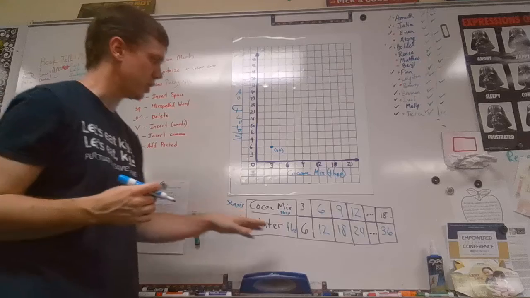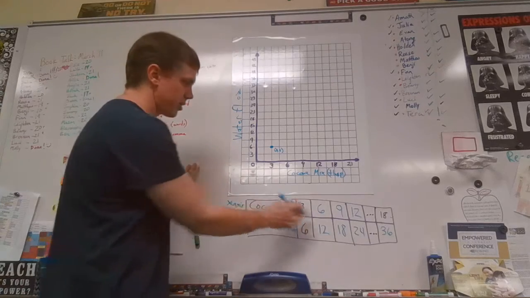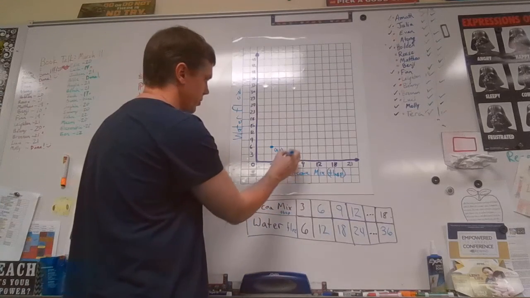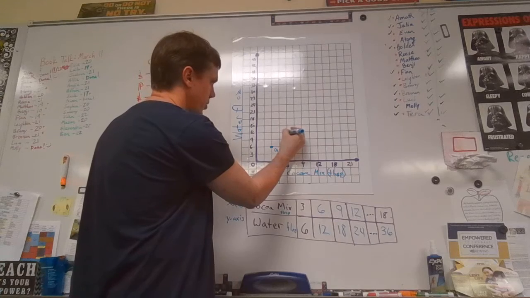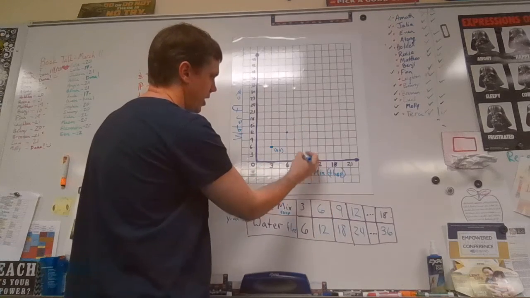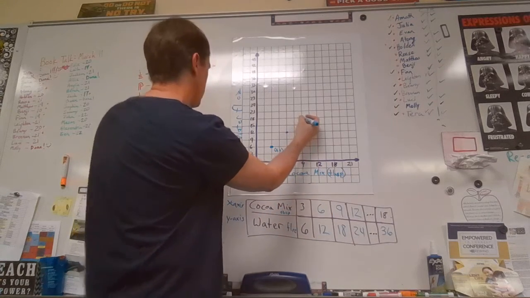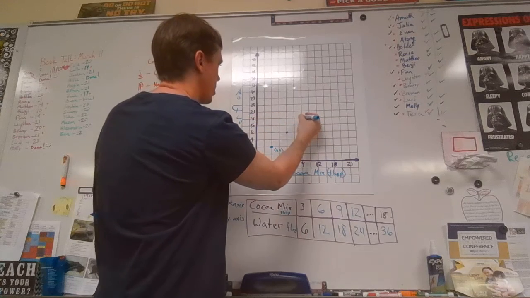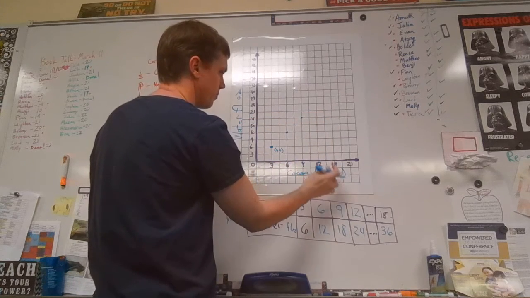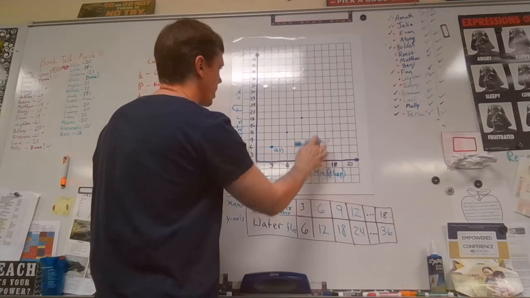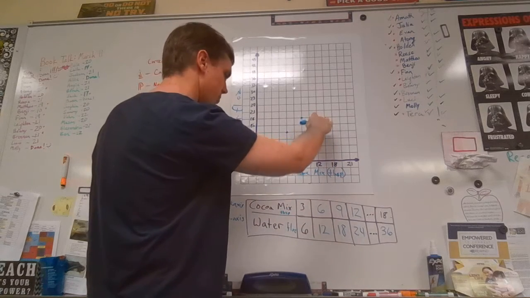Maybe on your big screen you'll be able to see it. So the next one is going to be 6, and we're going to go up to 12, so 6 up to 12. Then we've got 9, we go up to 18, which is right there. Then we have, oh, that's dumb. We have 12, and we go up to 24.